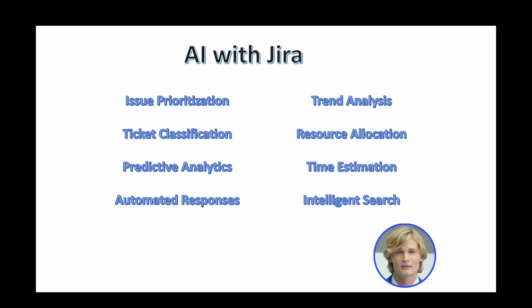AI with Jira. The AI with Jira plugin for ChatGPT supercharges your Jira experience, integrating cutting-edge AI capabilities to streamline workflows and enhance productivity. Whether it's prioritizing a massive backlog, classifying tickets, or predicting project delays, the plugin uses intelligent analysis to provide insights and automations. Benefit from predictive analytics, reduce manual triaging, and enjoy a more organized and efficient project management experience.